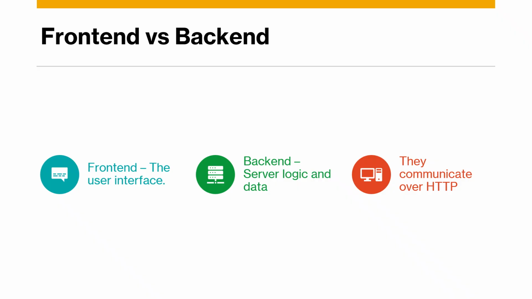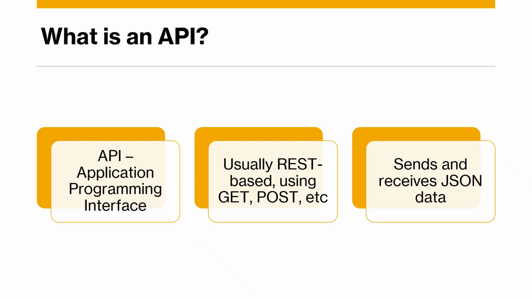So the front end is what the user interacts with on the browser side. The back end runs on a server and handles all of the business logic, data retrieval, and most security concerns. The two systems will communicate using HTTP requests and responses. An API is essentially a contract between the front end and the back end.